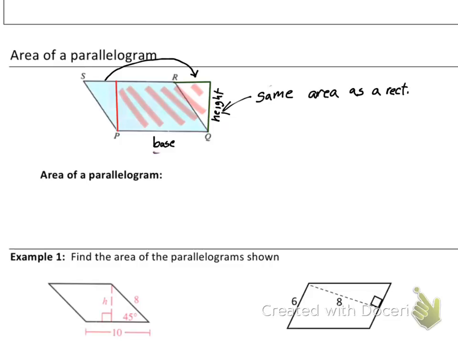So to find the area of a parallelogram, rather than length times width, it's just going to be base times height. So area equals base times height. Another way to put that is just area equals b times h, base times height. However you want to write it, it's fine with me. Base times height, that's it. Works just like a rectangle once you cut off that toe and put it on the other side.